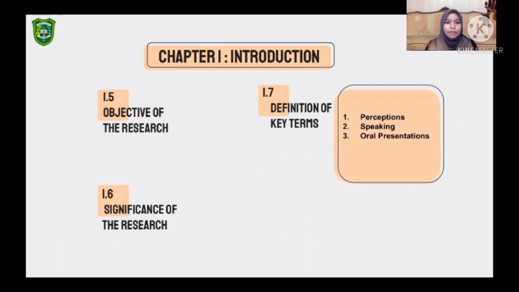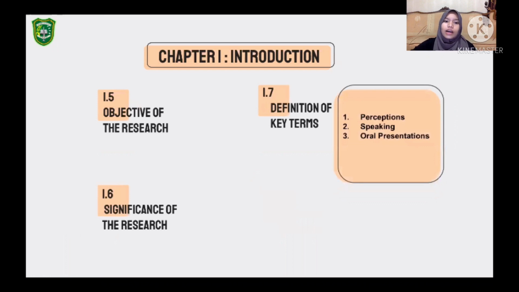2. Speaking. Speaking is the process of using verbal and non-verbal symbols to share meaning. Speaking in this research means students deliver and share their ideas with the audience in online presentation.